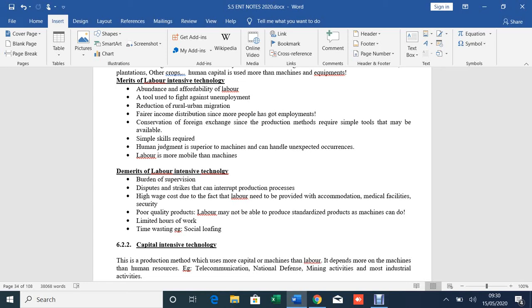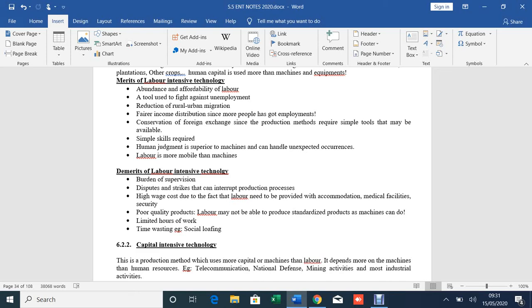Because you don't have a machine to make a standard product in a business. Labor has another disadvantage: limited working hours, because you don't have the capacity of 24 hours like a machine. And in these types of businesses, there is time wasting. That's why developing or underdeveloped countries struggle to use labor rather than machines, but we mix them, and change them from labor to capital intensive technology.